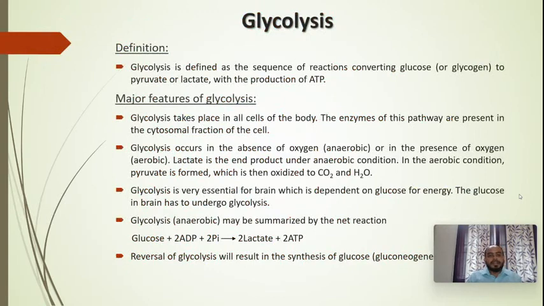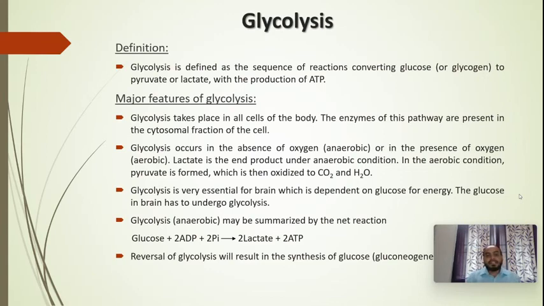Here we can see the definition of glycolysis. It is written as: glycolysis is defined as the sequence of reactions that converts glucose into pyruvate or lactate along with the production of ATP. That is most important. Why glycolysis? Because our body needs glycolysis to happen so that ATP can be generated, and that ATP will be utilized by the numerous cells of our body.